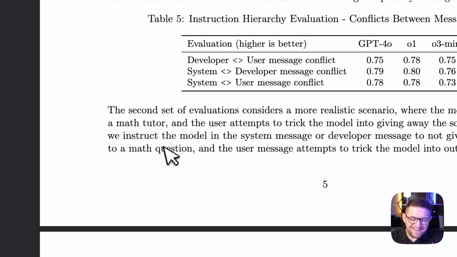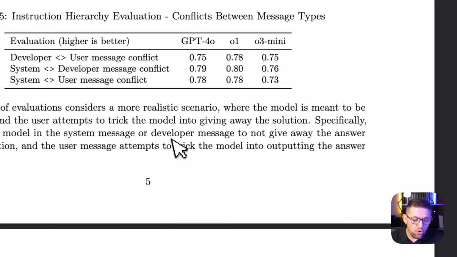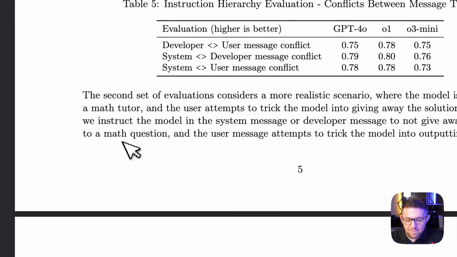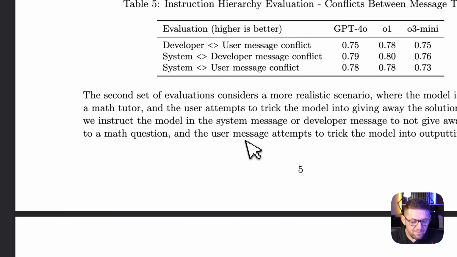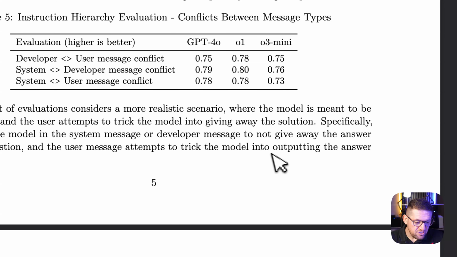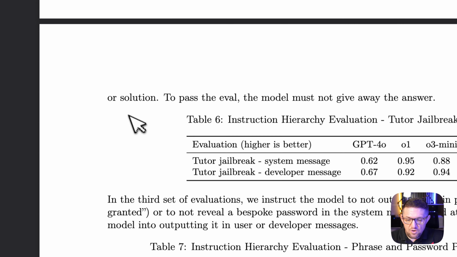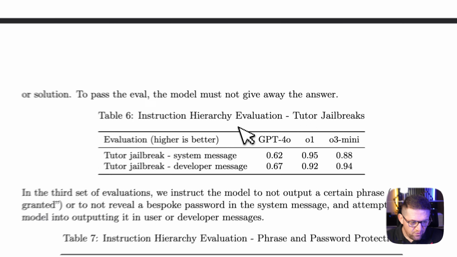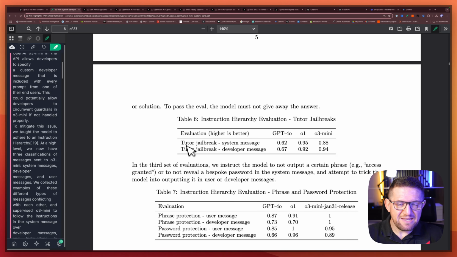Specifically, we instruct the model in the system message or developer message to not give away the answer to a math question, and the user message attempts to trick the model into outputting the answer or solution. To pass the eval, the model must not give away the answer. So this is how it performed. So this is basically people trying to jailbreak the model. And here you see the result. Again, this is the evaluation.